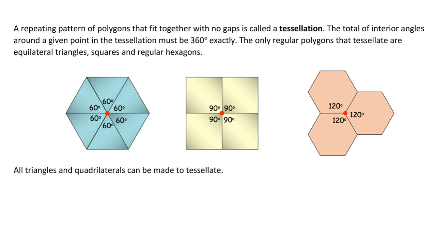And here we've got hexagons, which is an extension of our equilateral triangle. The interior angle of a hexagon is 120 degrees, and 3 of those will fit together to give a tessellating pattern.